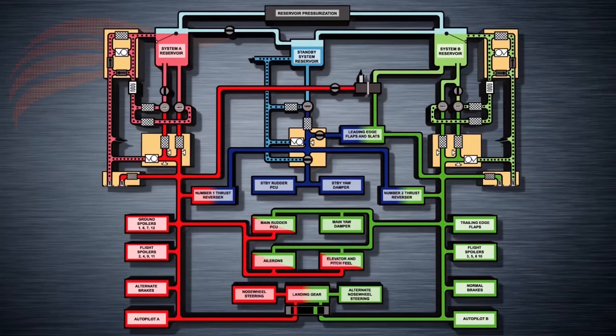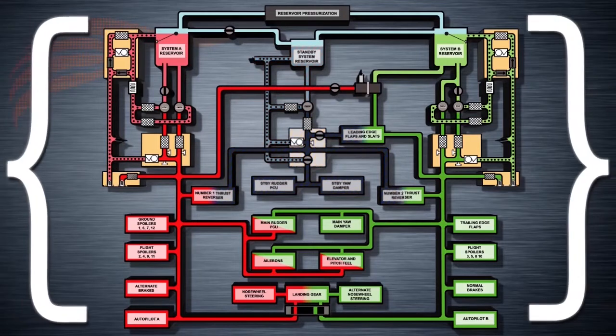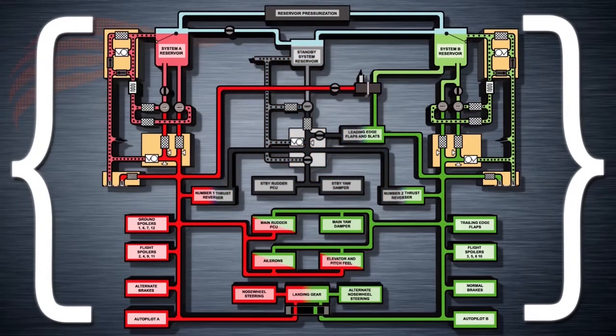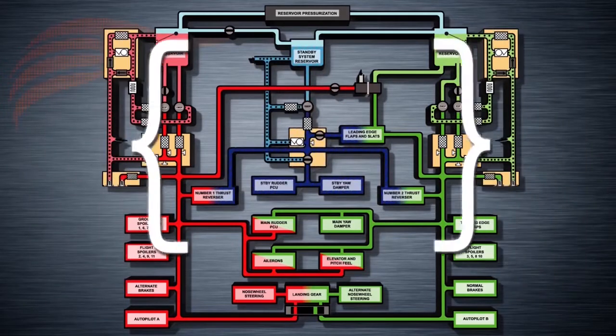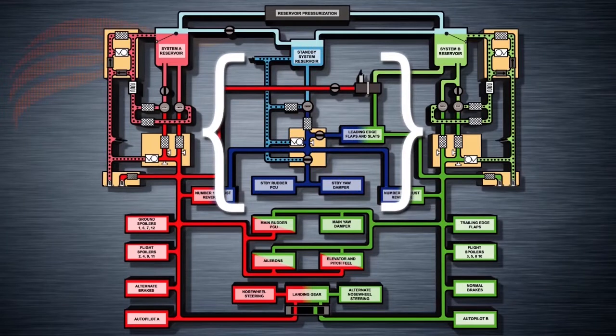There are some pretty vital systems in that list, which is why we have 2 main hydraulic systems. This gives us system redundancy, and with that comes greater safety. The standby hydraulic system is a further backup that is available in the event that either system A or B pressure is lost.